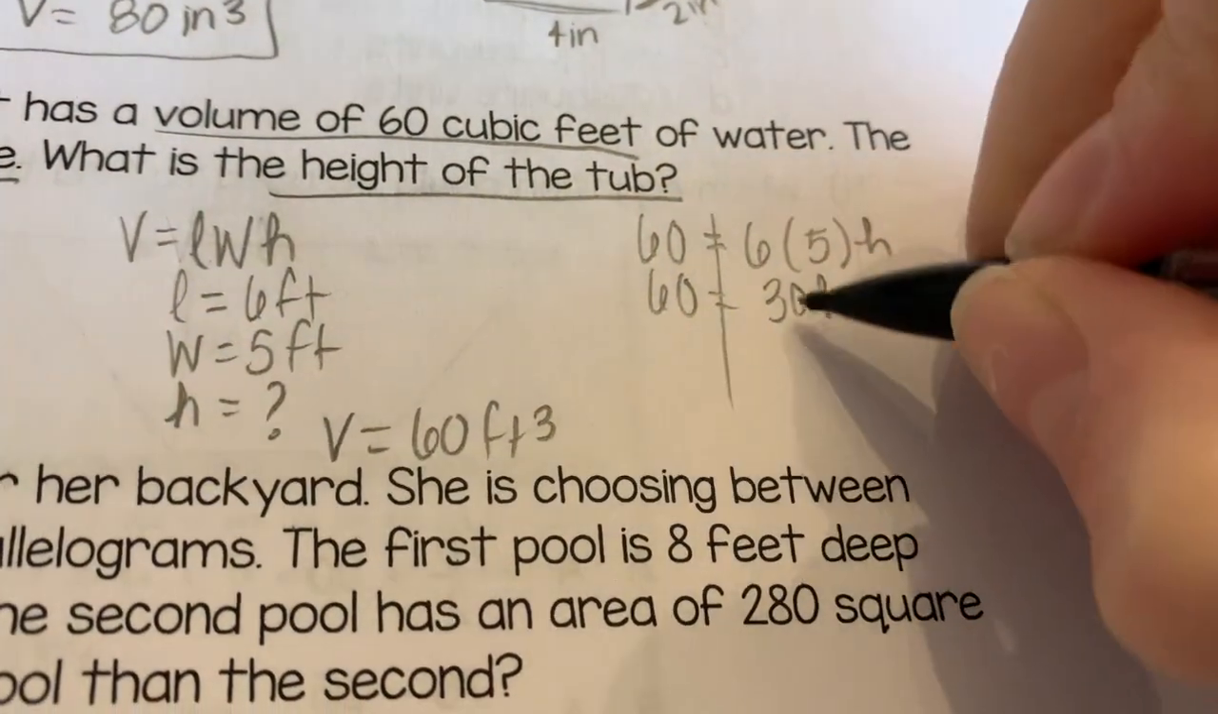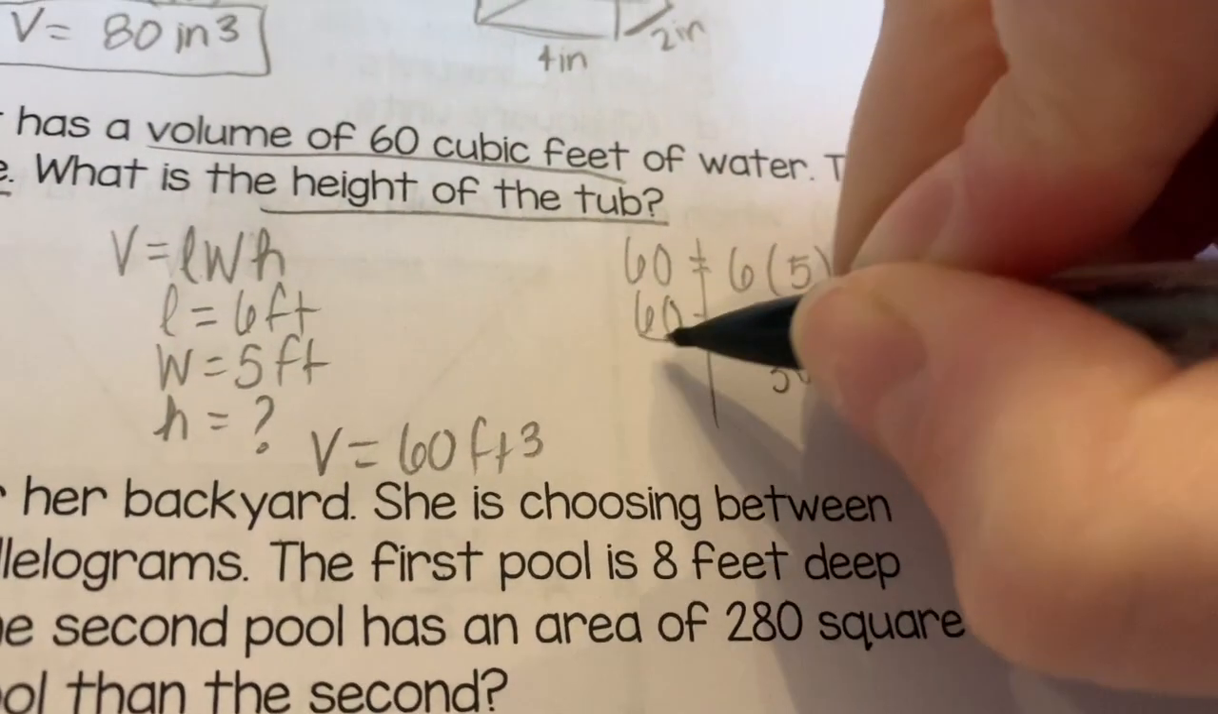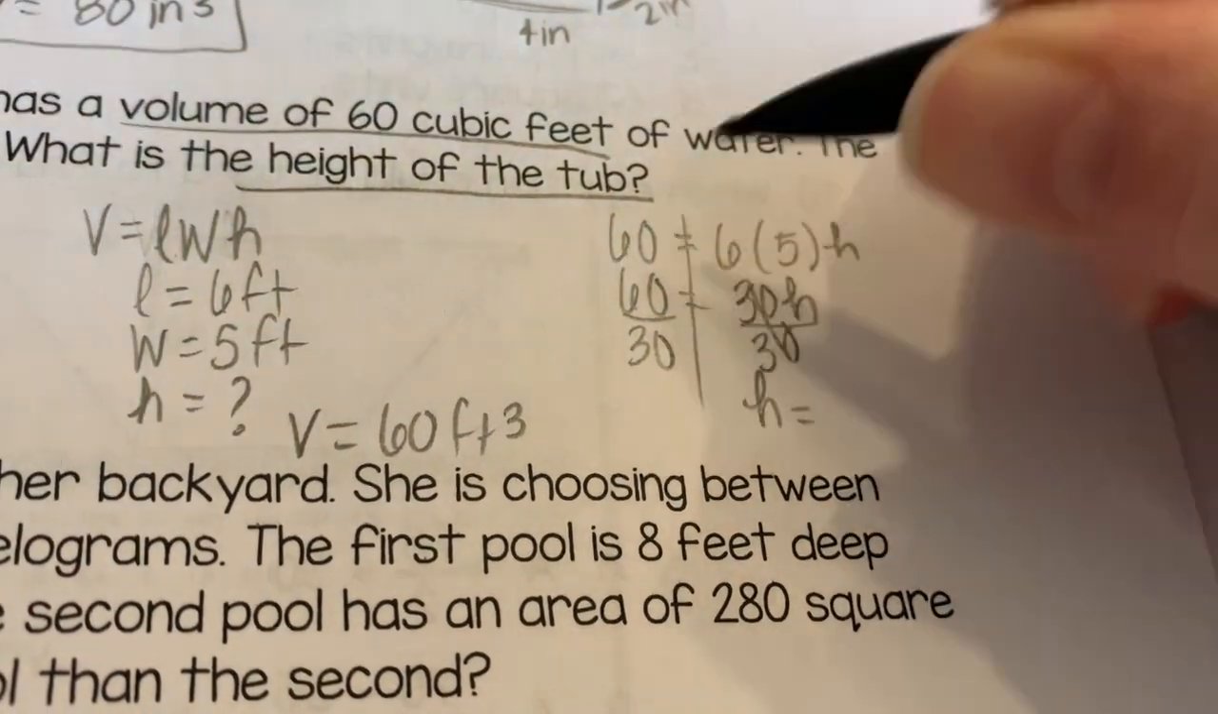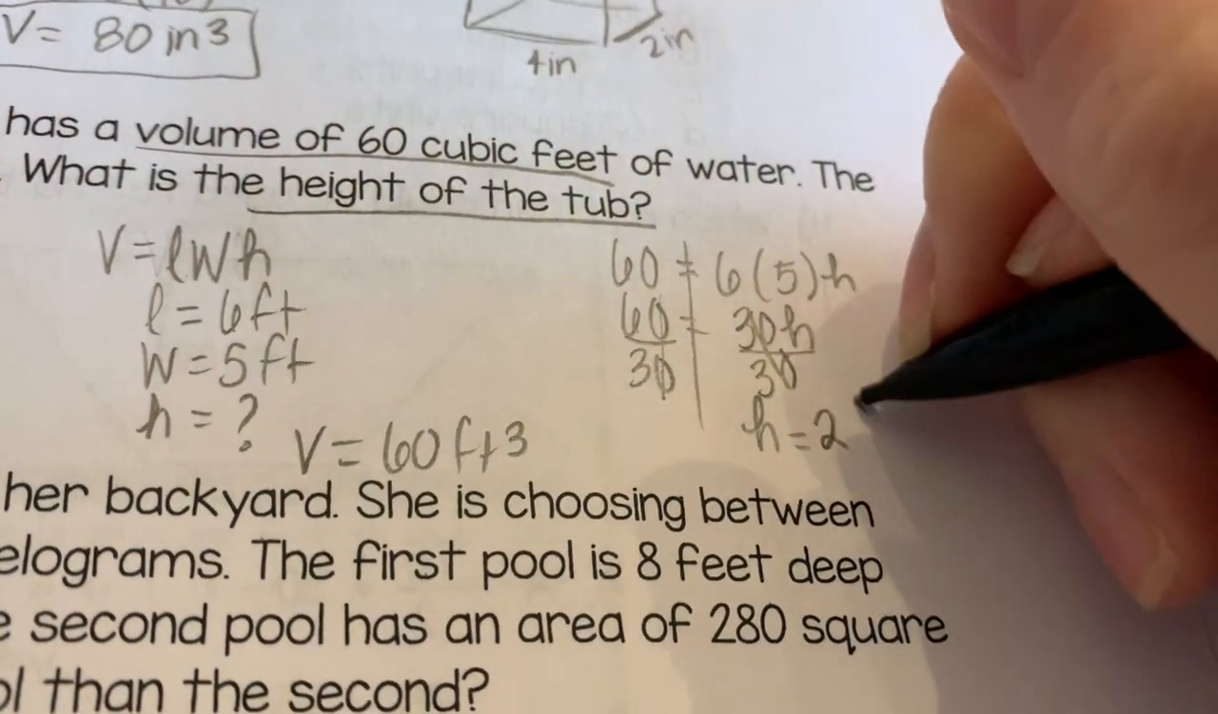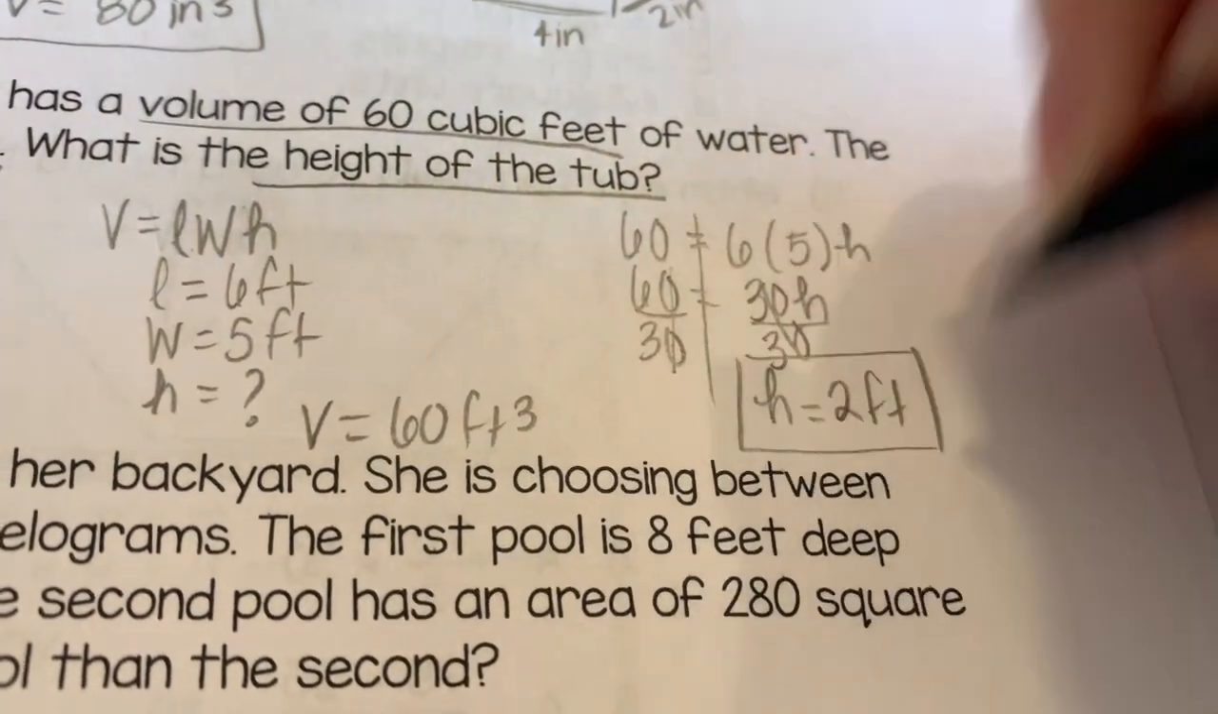So if we're multiplying by 30, we divide by 30 on both sides. So h is equal to 60 divided by 30 is 2. So the height is 2 feet.